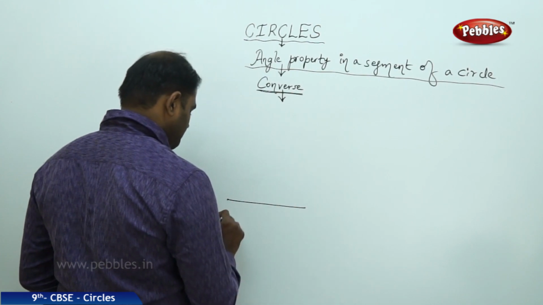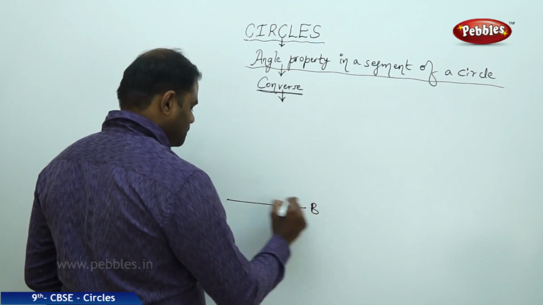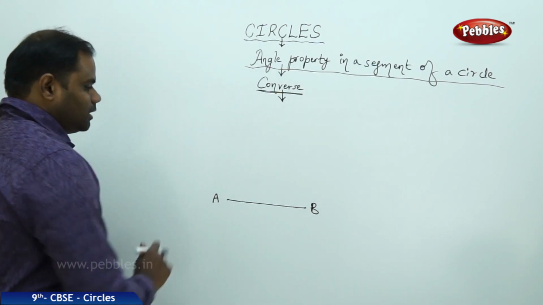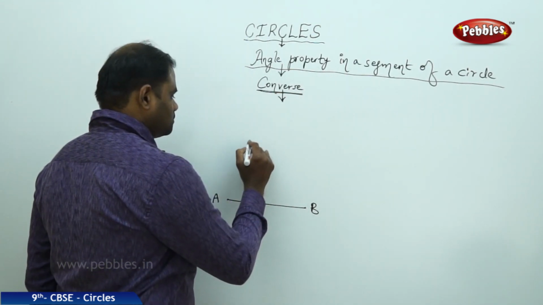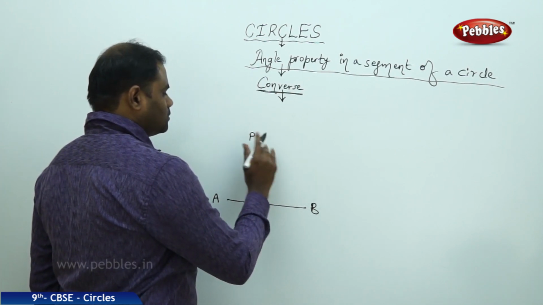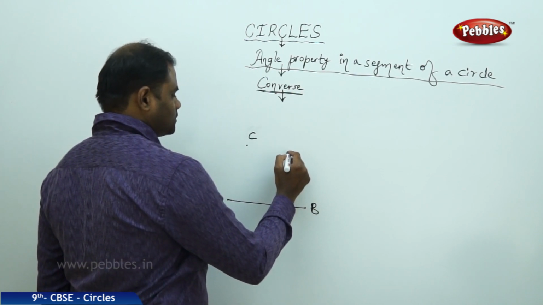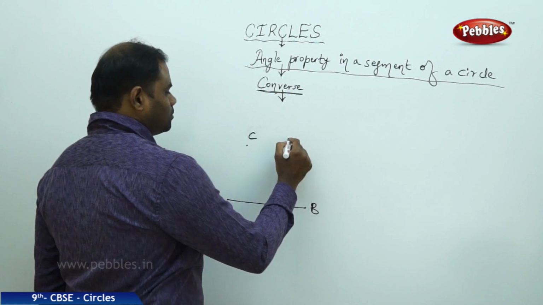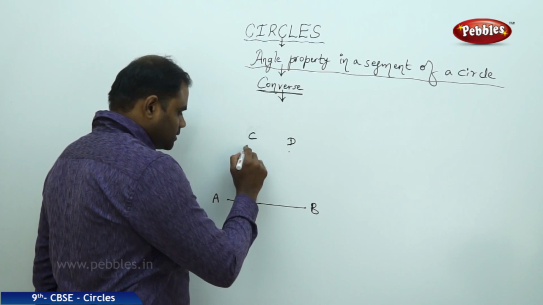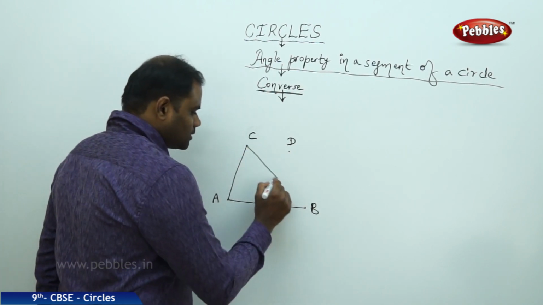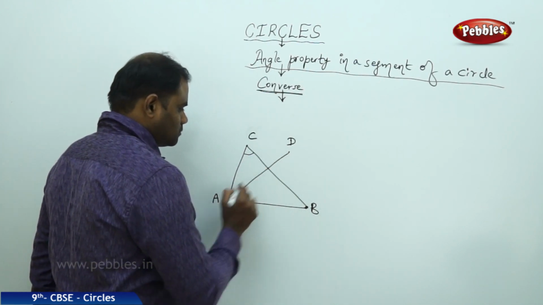That is, if I have a line AB, and there are two more points, C and another point D, such that this line segment makes equal angles, or subtends equal angles, at these points.